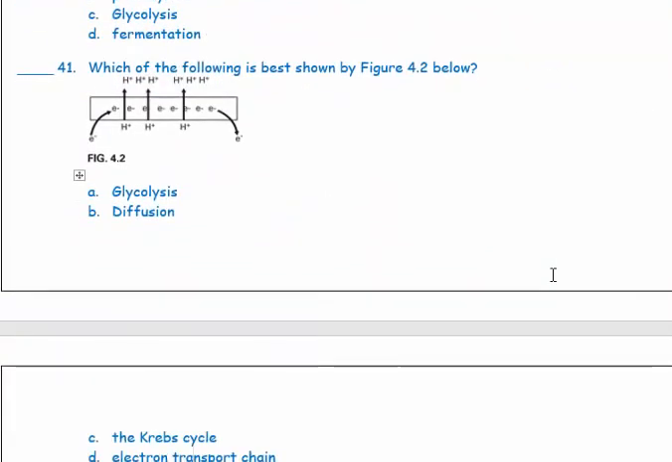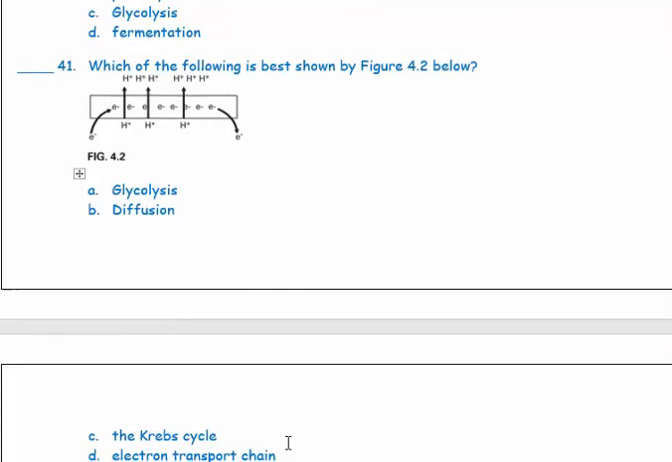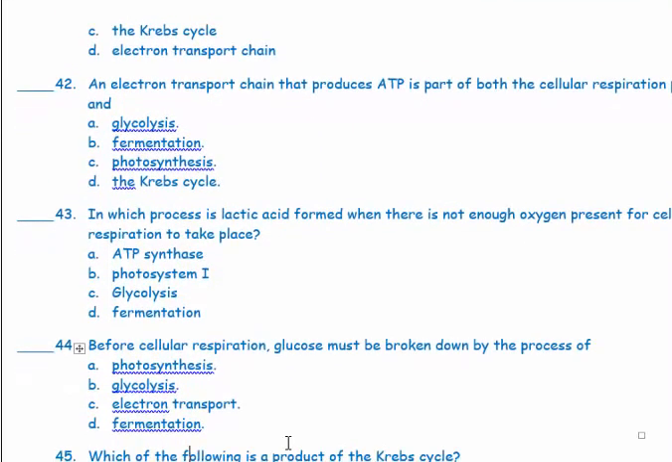41. We're going to look at this electron transport, okay? Which of the following is best shown by figure 4.2 below? So what do you see here? You see electrons transported to the inside, and then here the hydrogen is pumped to the outside. So 41D is an electron transport chain. 42. An electron transport chain that produces ATP is part of both the cellular respiration process and, of course, photosynthesis.